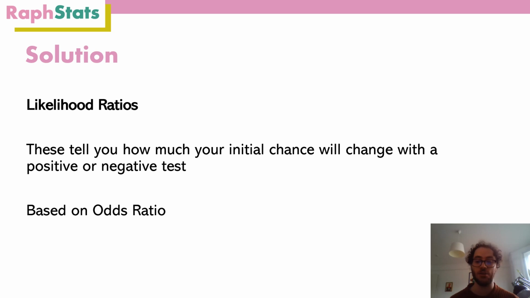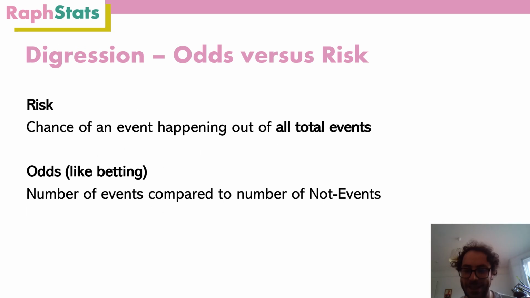Now, the likelihood ratio is based on the odds ratio rather than the risk ratio. And I know that this is something that people aren't necessarily familiar with or comfortable with. So we'll veer off slightly just to discuss the difference between a risk and an odd. So what is the difference? Well, risk is what we think of intuitively when we think of chance. What is the chance of something happening? And that is the chance of an event out of all of the total events that could happen.